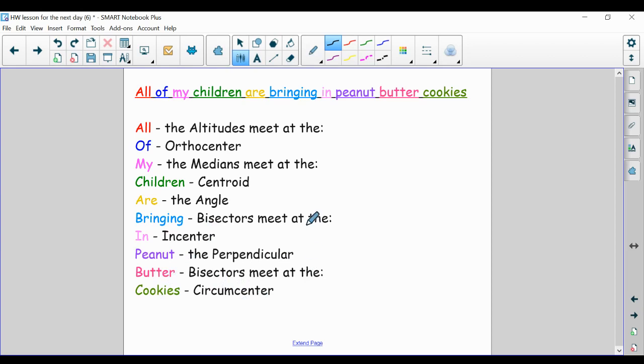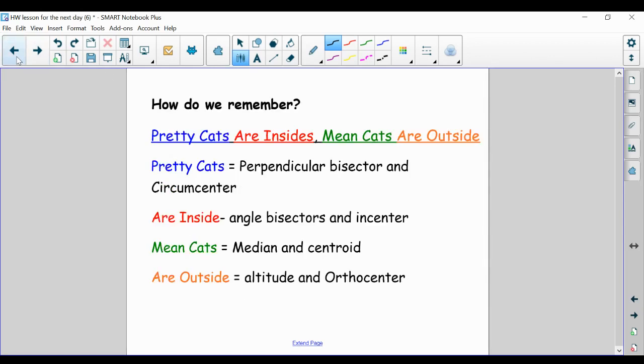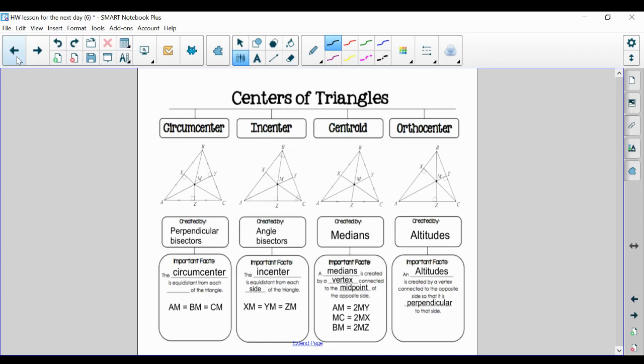I am giving extra credit if you create your own funny things to remember. Put it in the chat here. I know it's kind of hard to remember at first when learning this. It takes me a long time to remember, especially since the vocabulary is kind of long, like circumcenter and orthocenter, and which are formed by what. And tomorrow in class, we are going to play games to identify which one is which, formed by what.